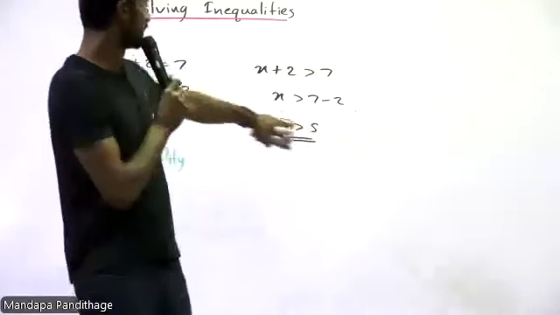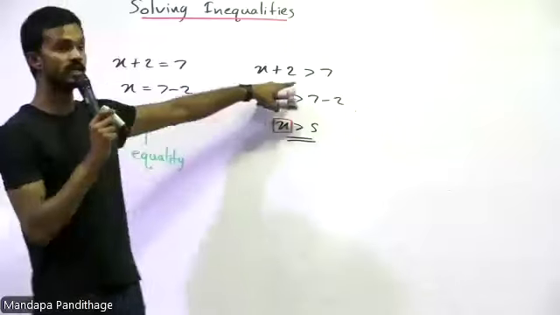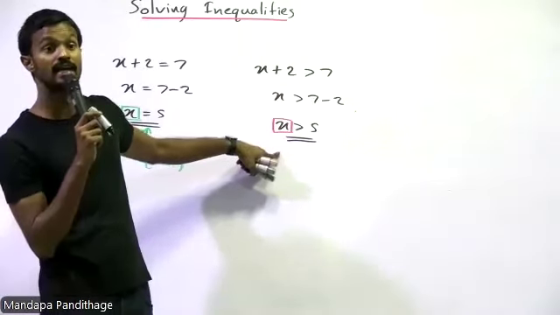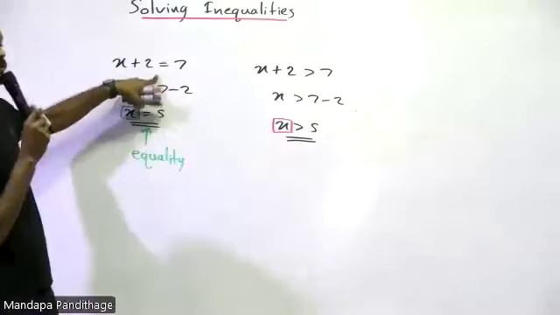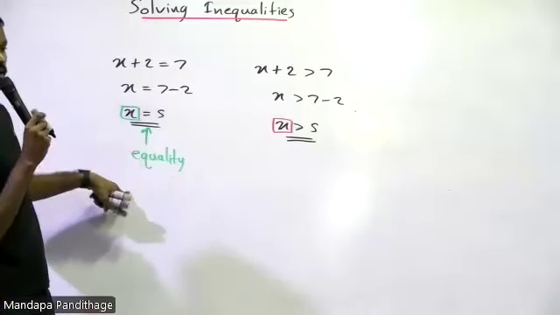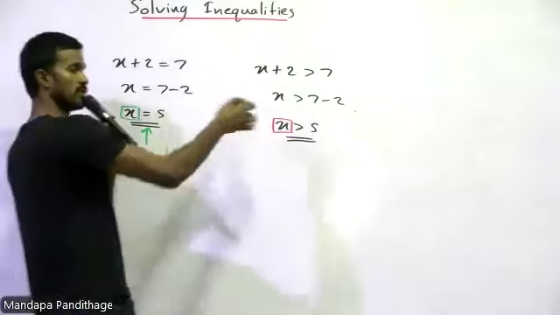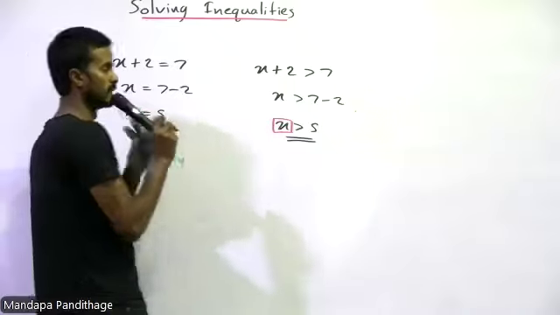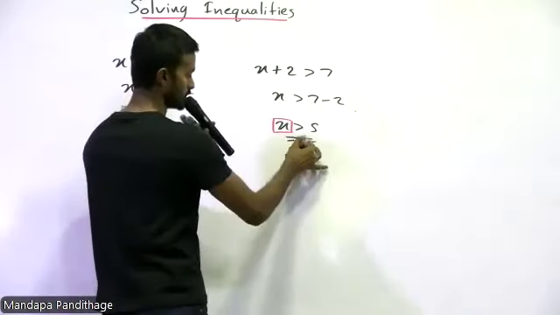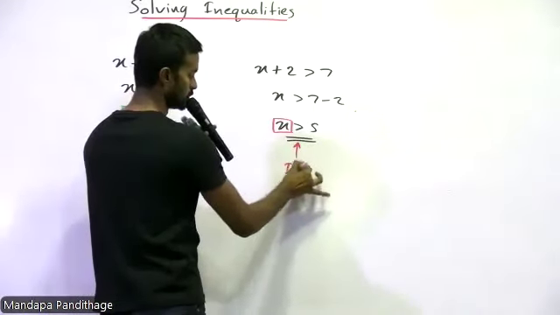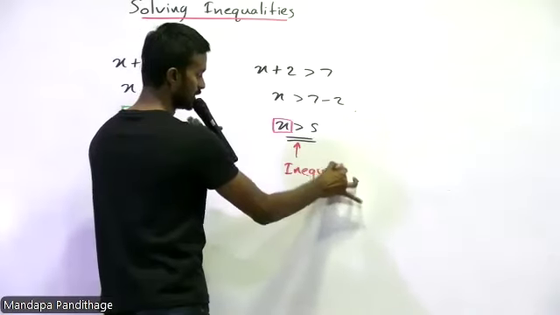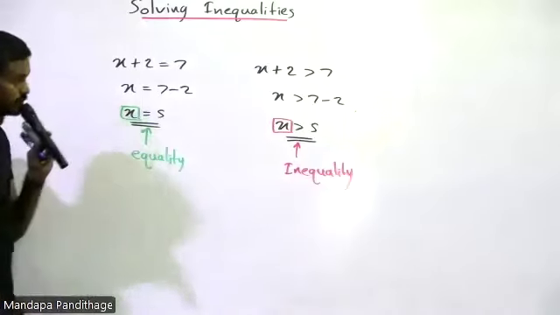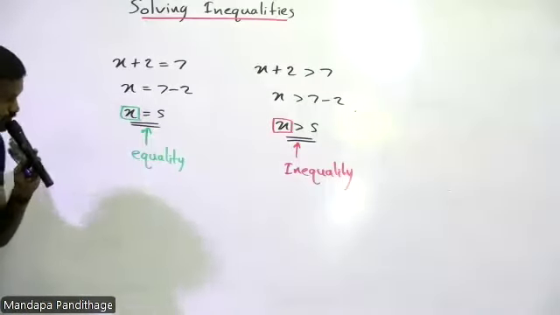So here, when you solve an inequality, the final answer is an inequality. When you solve an equality, the final answer is an equality. So every time you solve an inequality, the answer comes in terms of an inequality. I'm just mentioning linear inequalities and how you can solve them. Simply we have to make the variable the subject. Okay, write it this way.